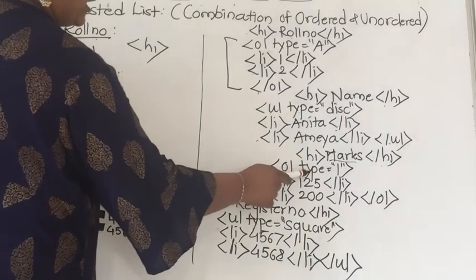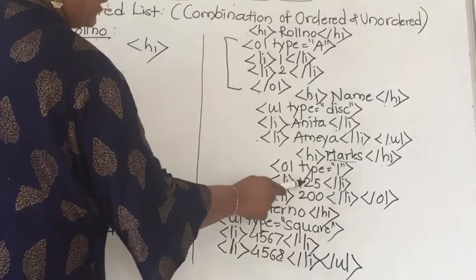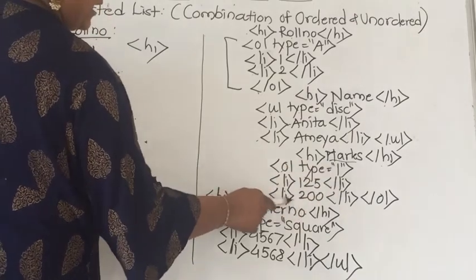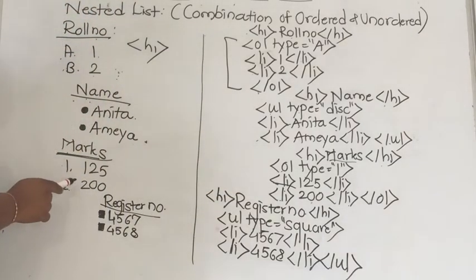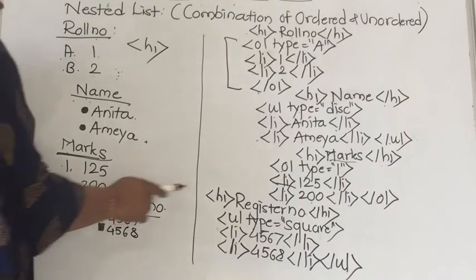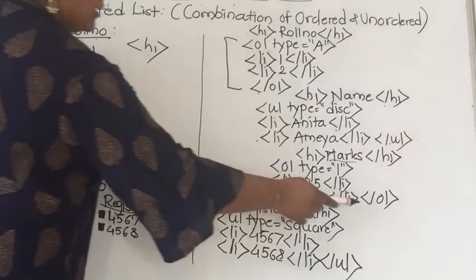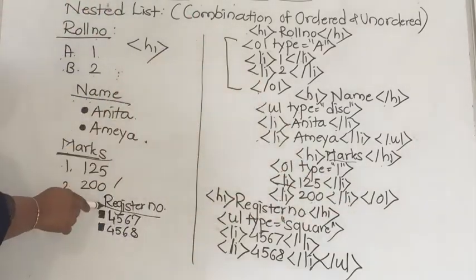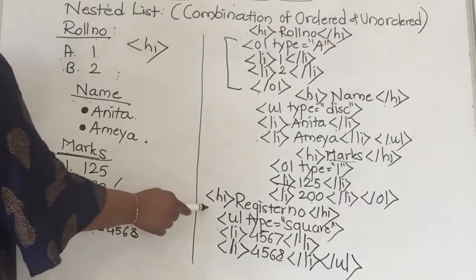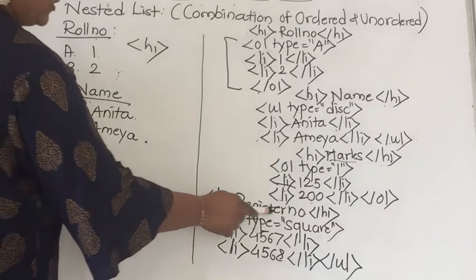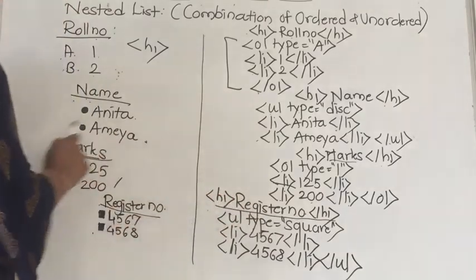So here OL type is equal to 1, Li 125 /Li, Li 200 /Li. Why Li? Because 125 and 200 are the list items. And then again I will close it with /OL, because the next is the register number and it starts with the square bullet. So again the heading register number H1, register number /H1.